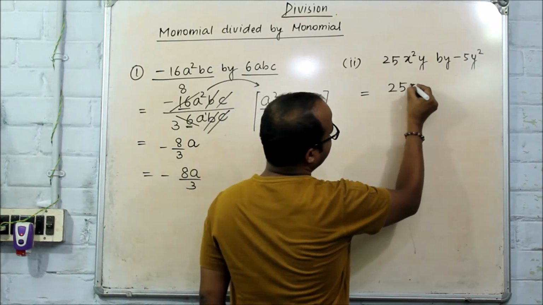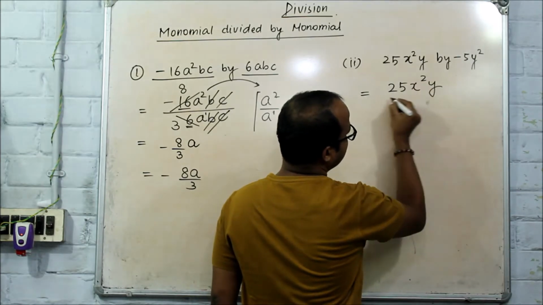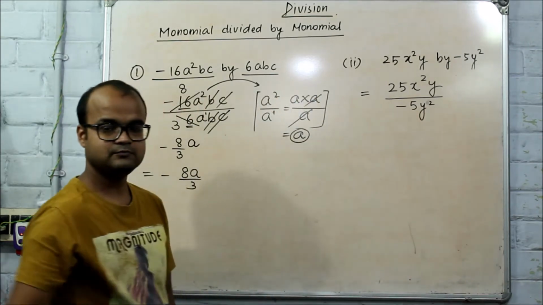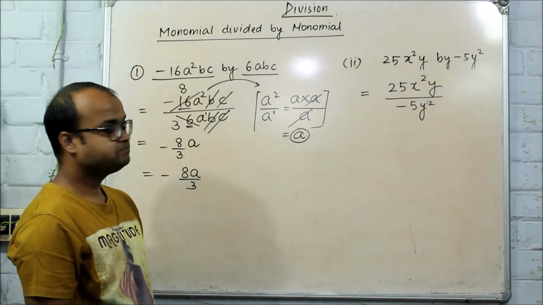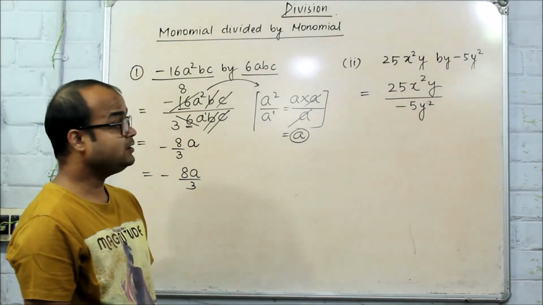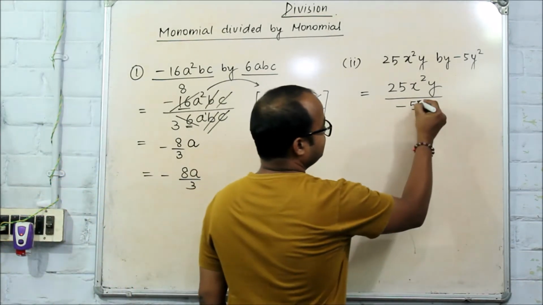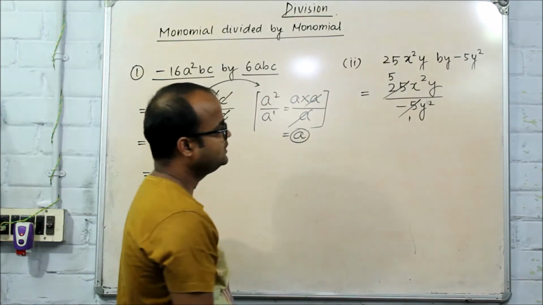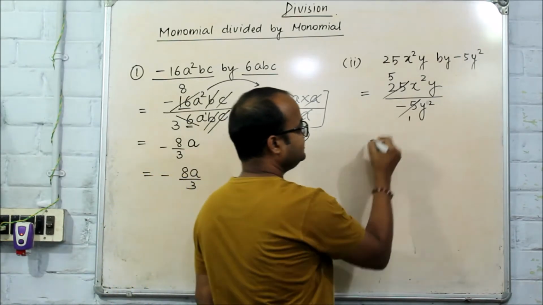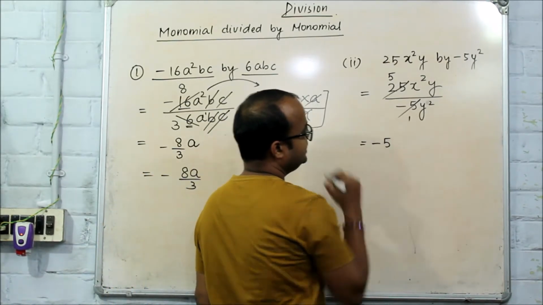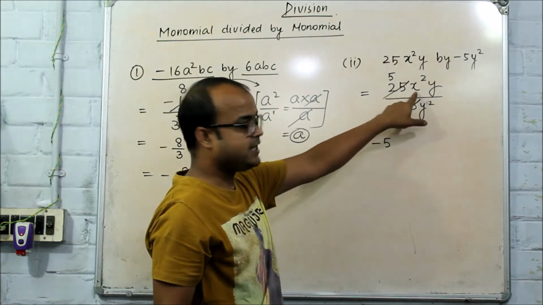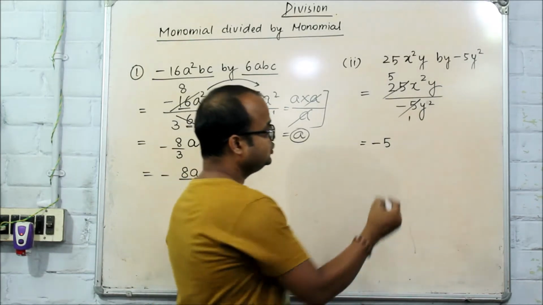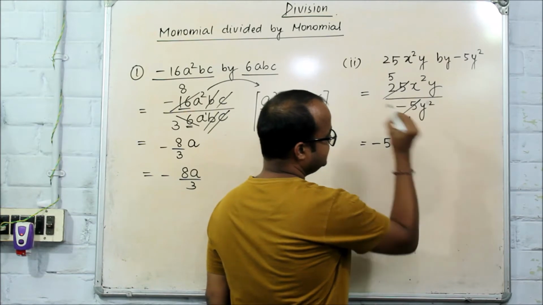So first, as I told you, write 25x square y by minus 5y square. Clear? So first we need to simplify the numerical coefficient. 5 ones are 5, 5 fives are 25. Clear? So this has a minus sign, so we write minus 5. Now moving to the literals. In the numerator x square is there. In the denominator there is an absence of the x term. So it remains as x square.